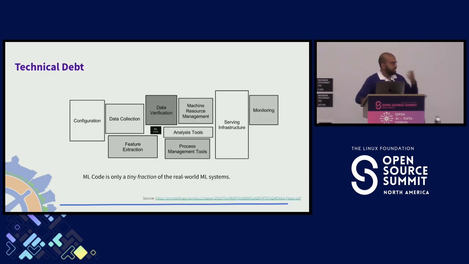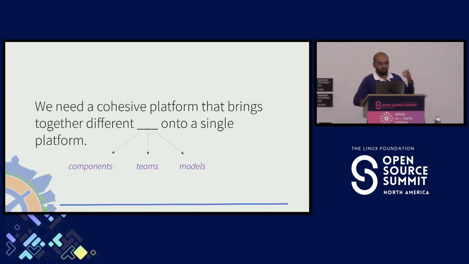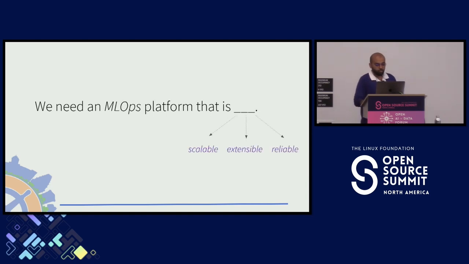Therefore, we need MLOps, and we need a cohesive platform that brings together different components, teams, and models onto a single platform. When we are doing ML, probably we have a separate data science team and a different DevOps team and a different MLOps team. And we want a single platform so that we can do all of these things in a structured manner. So we would need an MLOps platform that is highly scalable, extensible, and highly reliable.